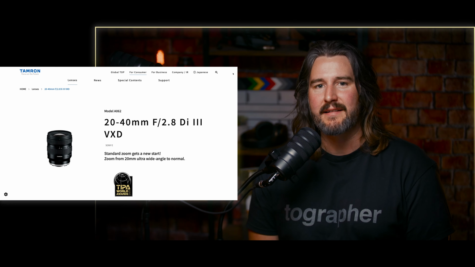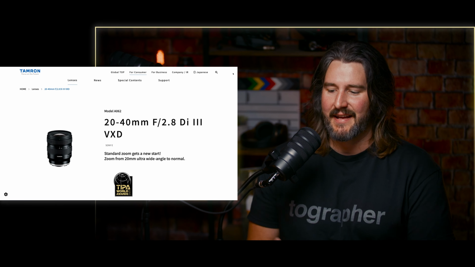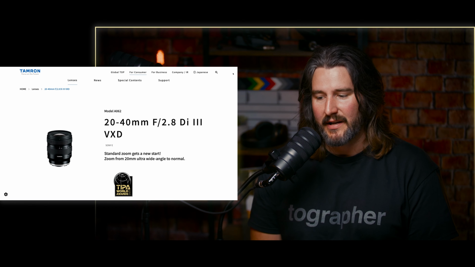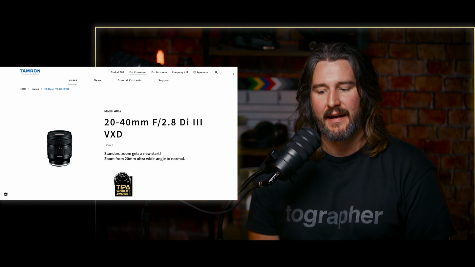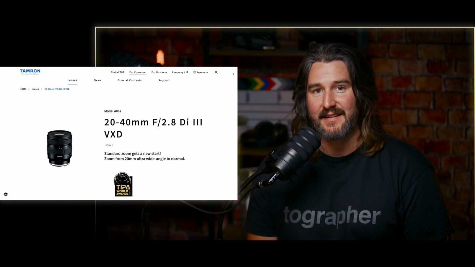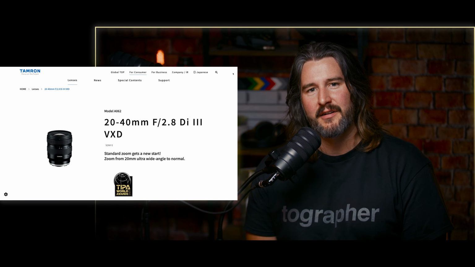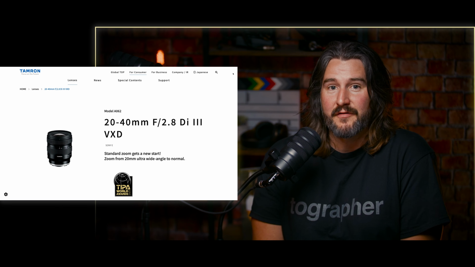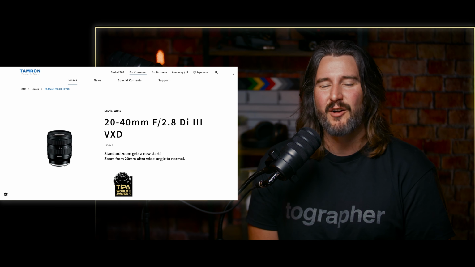I've been talking about lenses lately, so I thought I'd talk about lenses some more. You can see I have up the Tamron 20 to 40 f2.8 Mark III. And I think this lens is incredibly fascinating. I haven't used it yet, and I don't know that I'll ever get to because unfortunately it's only for the Sony E-mount. And I do have access to Sony cameras, but I don't prefer using them.